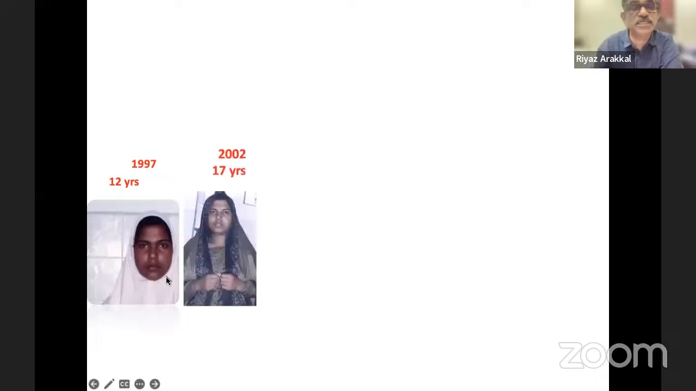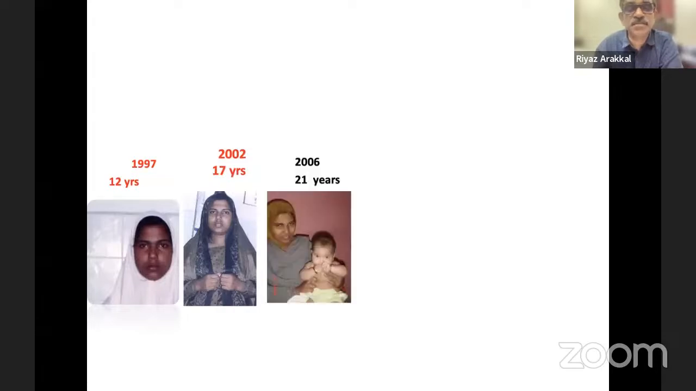Now, it's very rewarding to treat children with Wilson disease. You can see that this is one of my old patients. I diagnosed this condition in 1997 when she was just 12 years old. At 17 years, she was looking like this. And at 22 years, she came to me with a beautiful gift. That is a beautiful child. That was in 2006.